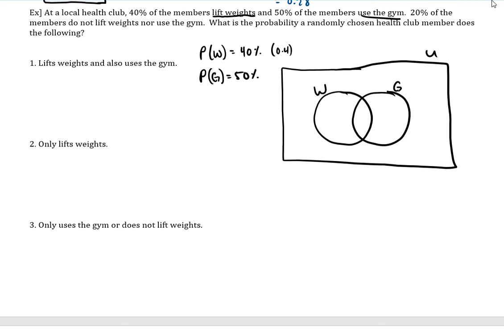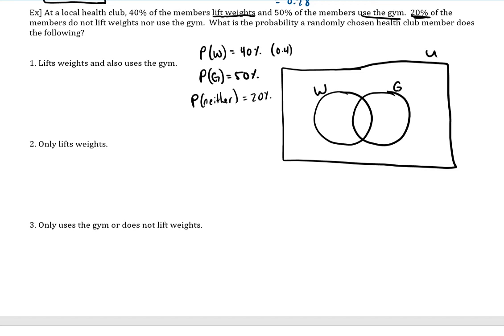And then it says 20% of the members do not lift weights nor use the gym. So this is where the set notation might be kind of annoying, in case we don't know the symbols to use right away. All I'm going to write is the probability of not lifting weights nor the gym. I'm going to put neither equals 20%. I think that will save it a little bit instead of worrying about the symbols. Then it says, what is the probability? It's asking about the probabilities. So these three are the main things for us.